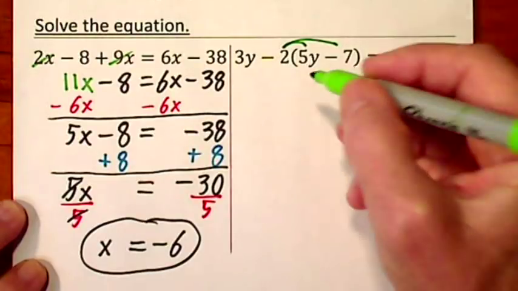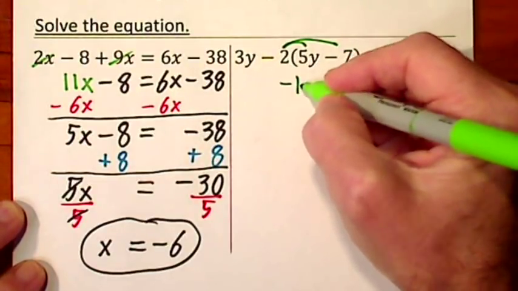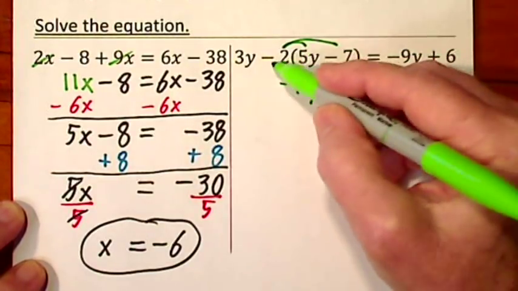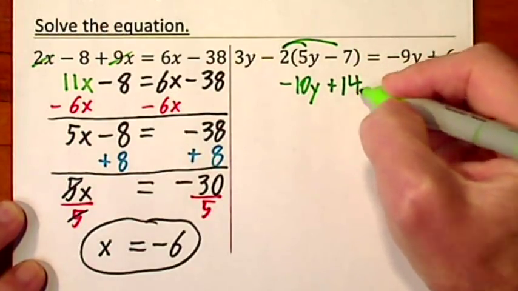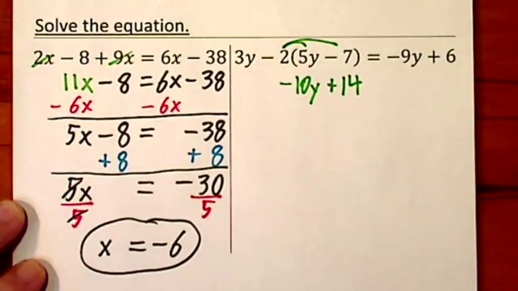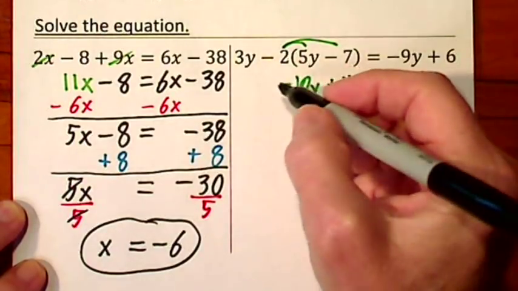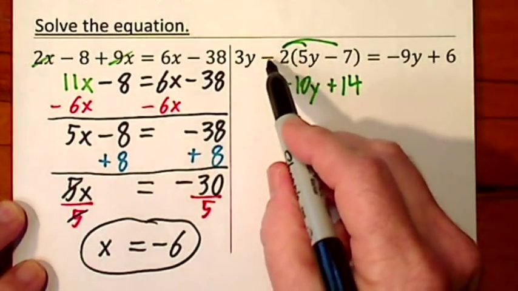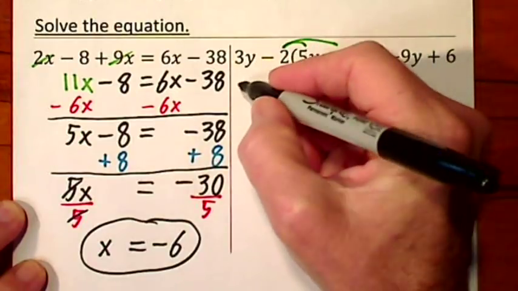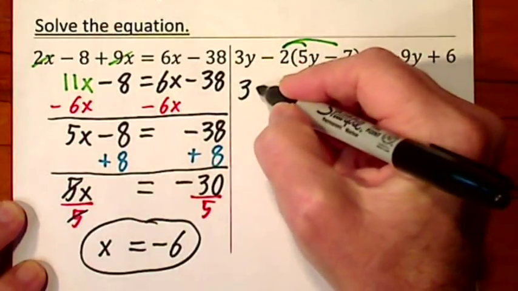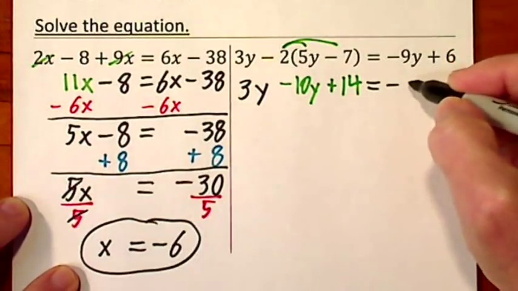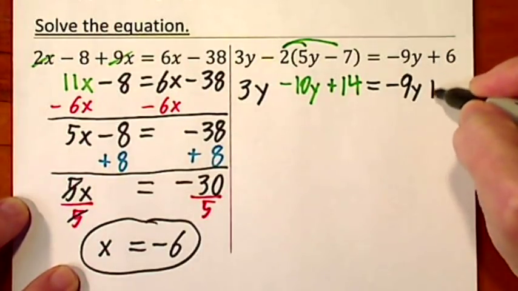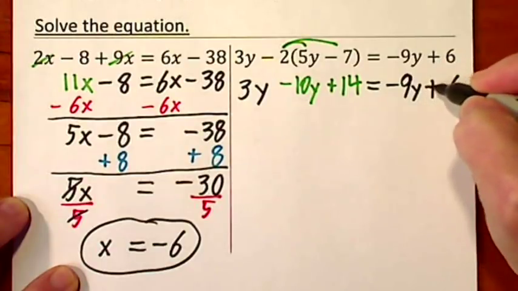Negative 2 times 5y, negative 10y. Negative 2 times negative 7 is positive 14. Now I'll just bring down everything I haven't touched. I already used that negative, so all I have to do is bring down the 3y. And of course the equal sign, negative 9y, and this 6.